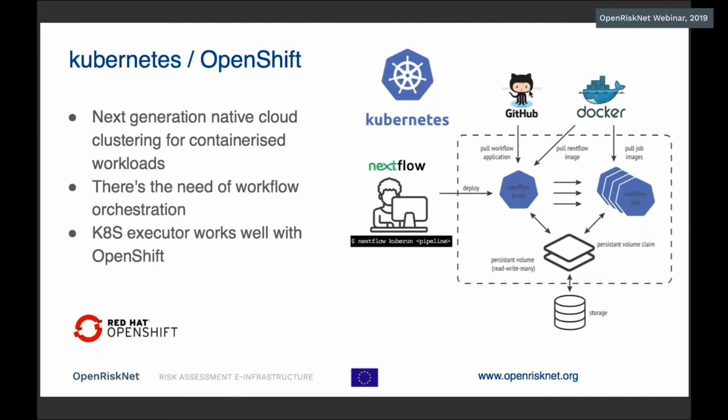Quite relevant for this use case, we have Kubernetes executors, and we have the special command kuberun. This is relevant because the OpenShift environment which we are using is based on Kubernetes, and the Kubernetes executor is able to work well with OpenShift. So we are able to run Nextflow pipelines inside of OpenRiskNet using this kuberun command. What's happening here is the first Nextflow job becomes a pod, and then the subsequent tasks are subsequent pods which are able to communicate with each other via this persistent volume claim.